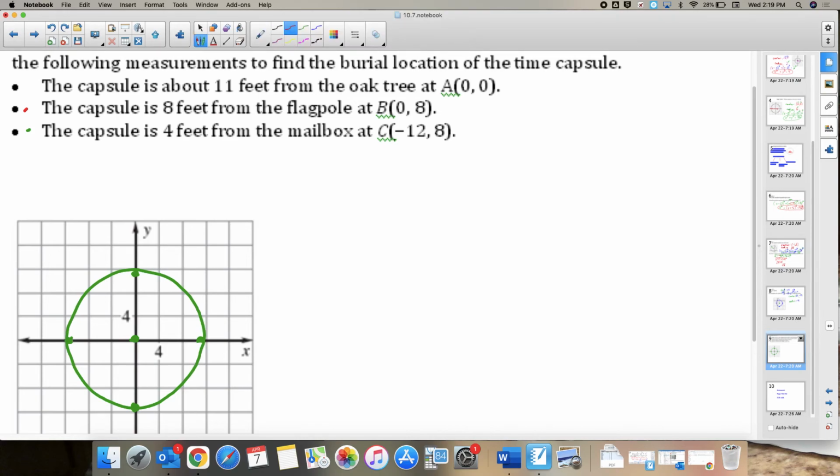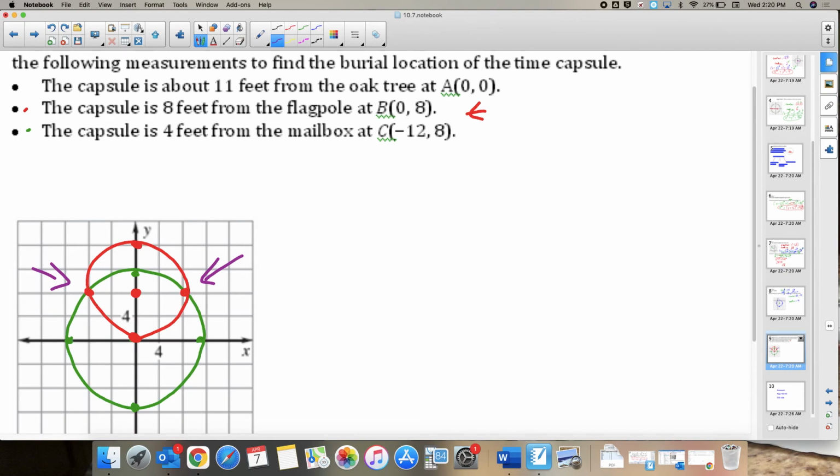Your next clue here is that the capsule is 8 feet from the flagpole, which was at 0, 8. So here's my flagpole. It could be 8 feet to the right, 8 feet to the left, 8 feet up, or 8 feet down. Or anywhere in between. Now, as of this moment, there are 2 places that this capsule could possibly be. It could be here, it could be here. So yes, you can go to the garage, you can grab a shovel, and you have a 50-50 shot of getting it right.